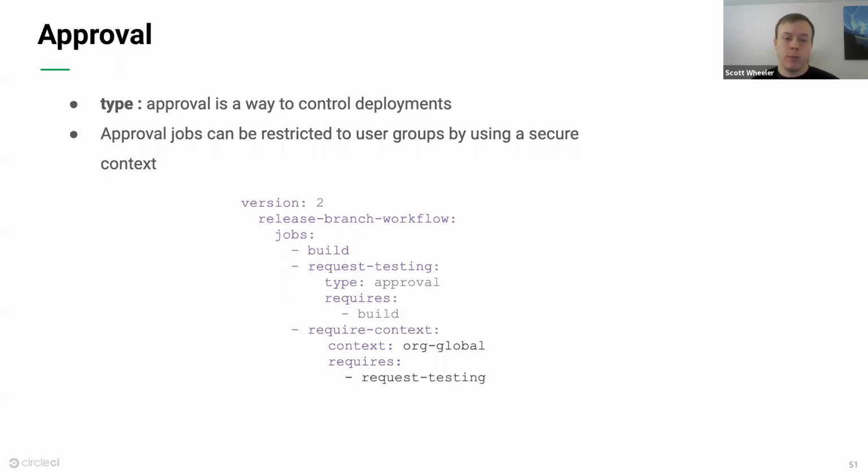We have tons of orbs for deployment: AWS, GCP, Heroku, Azure. Almost any service you can think of, we have an orb for it to be able to deploy.